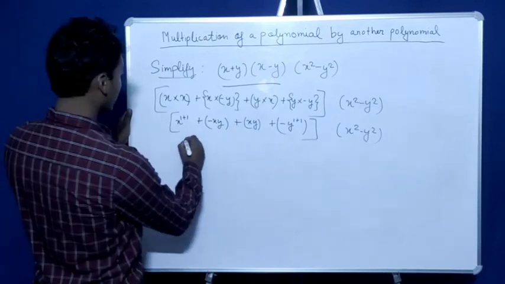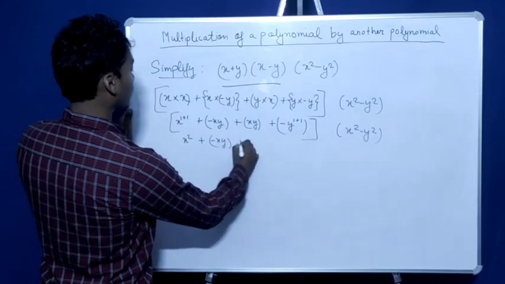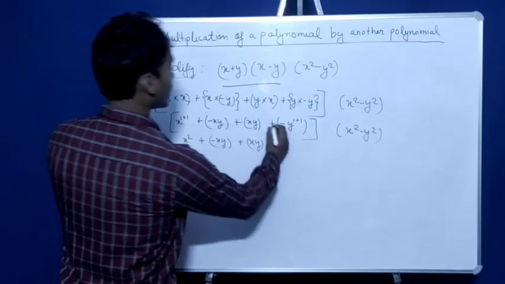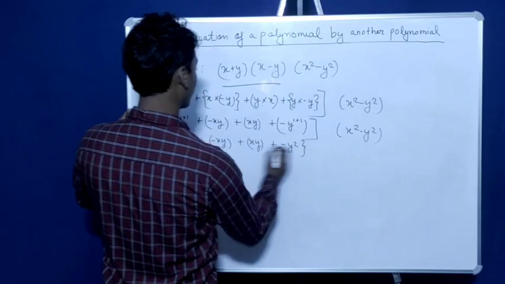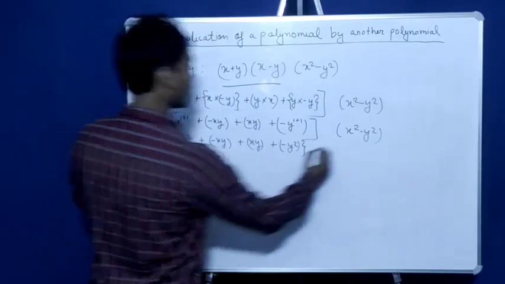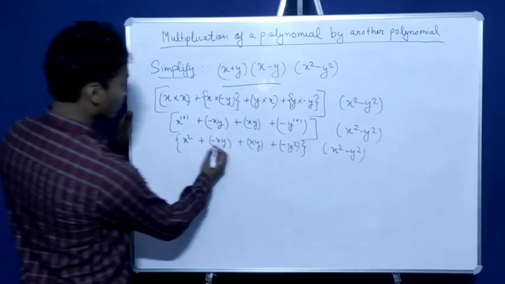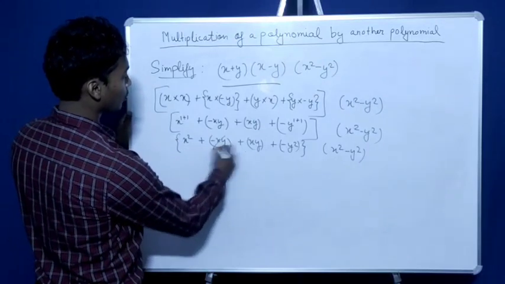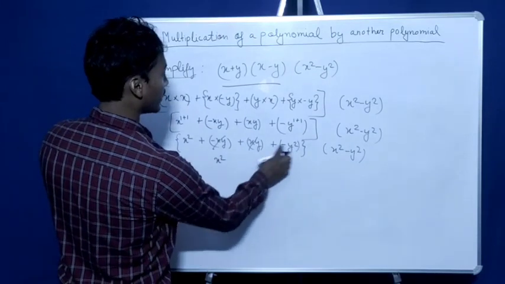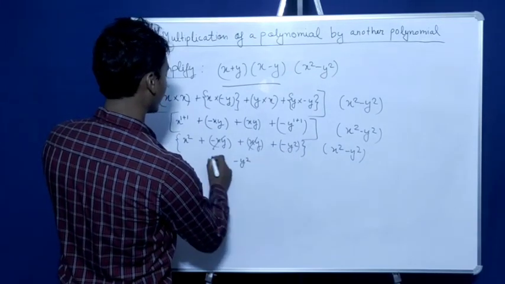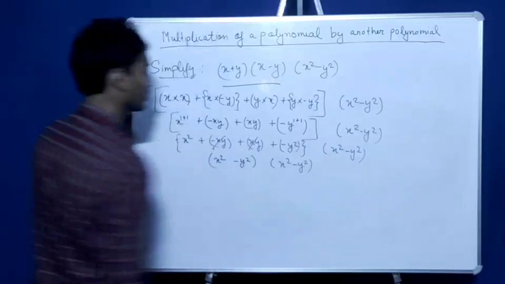Now we can write x square, this is negative xy, this is positive xy, and then we have negative y square, multiplied by x square minus y square. Now here you see negative xy and positive xy, they can get cancelled, so we are left with x square and minus y square. Negative and positive will give you negative, so negative y square. Now we can multiply this with this, that is x square minus y square.